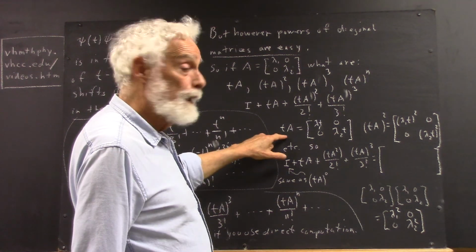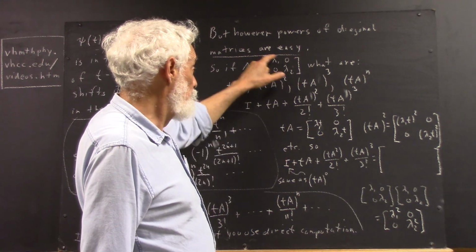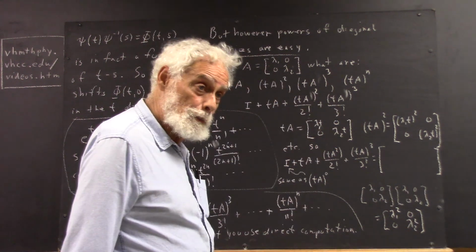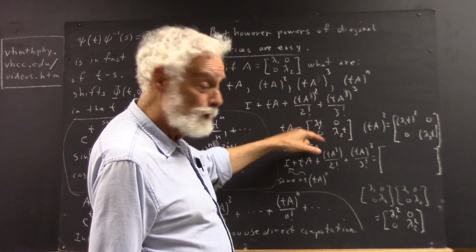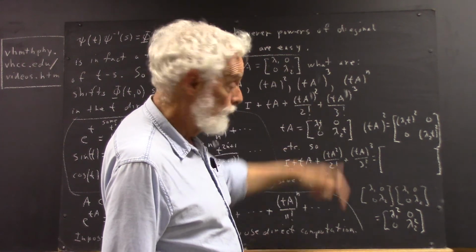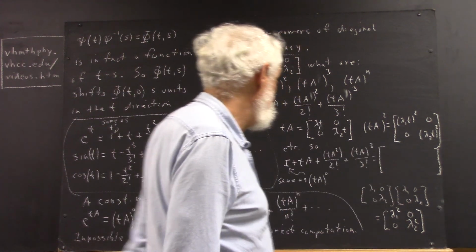Okay, well, TA, if A is this, TA is just what you get when you multiply every element of the matrix by T. And if you multiply 0 by T, you get 0. If you multiply lambda 1 or lambda 2 by T, you get lambda 1 T or lambda 2 T. That's easy. Okay, then TA squared.